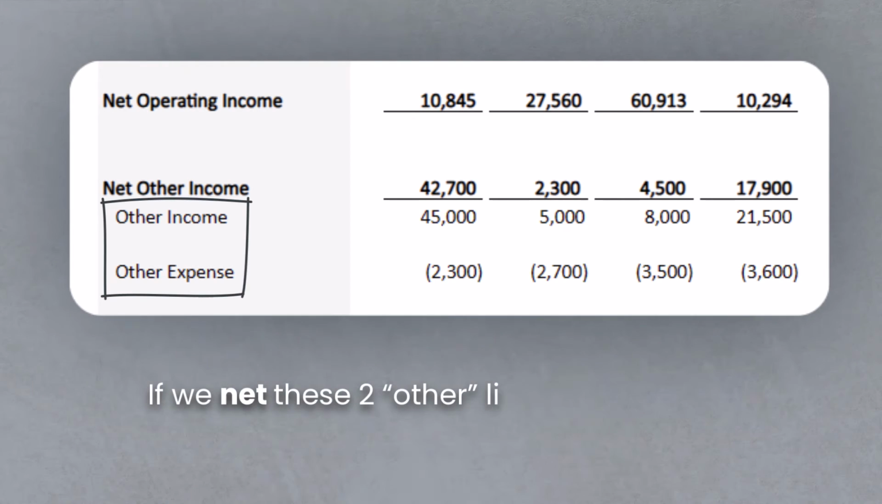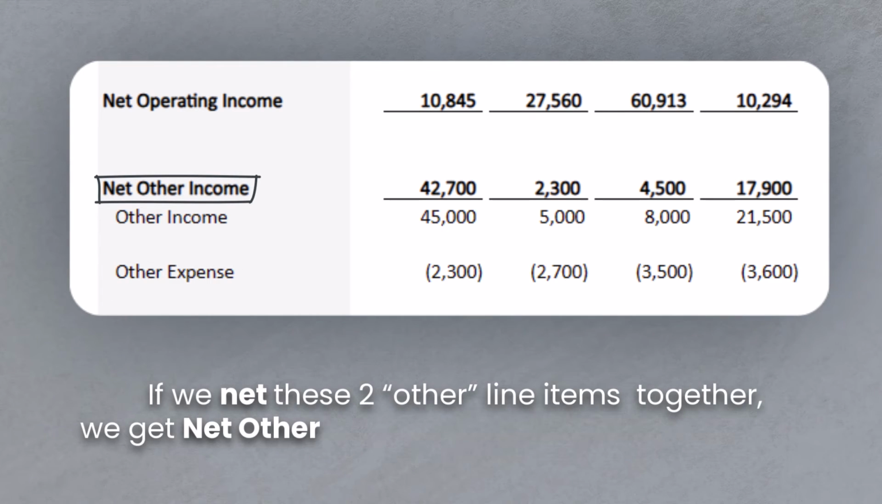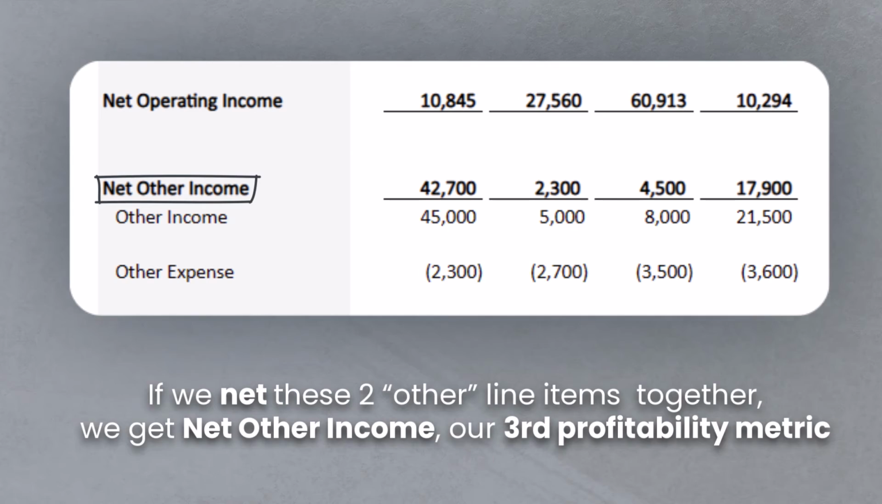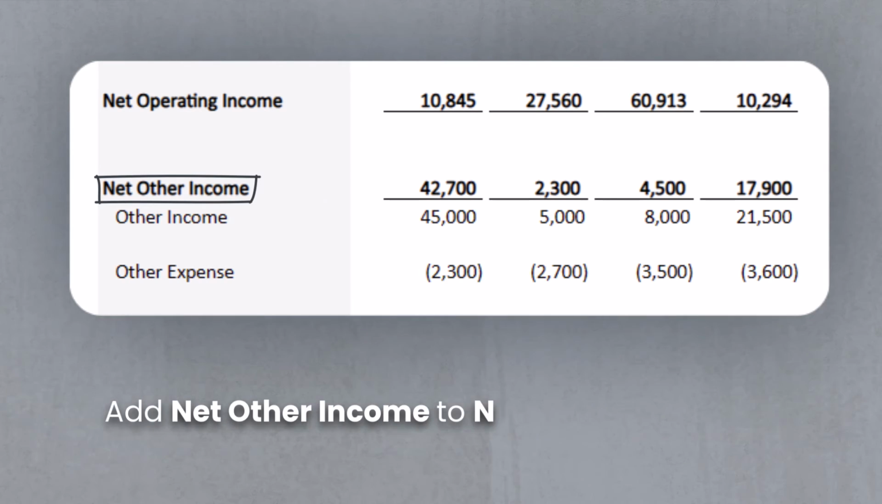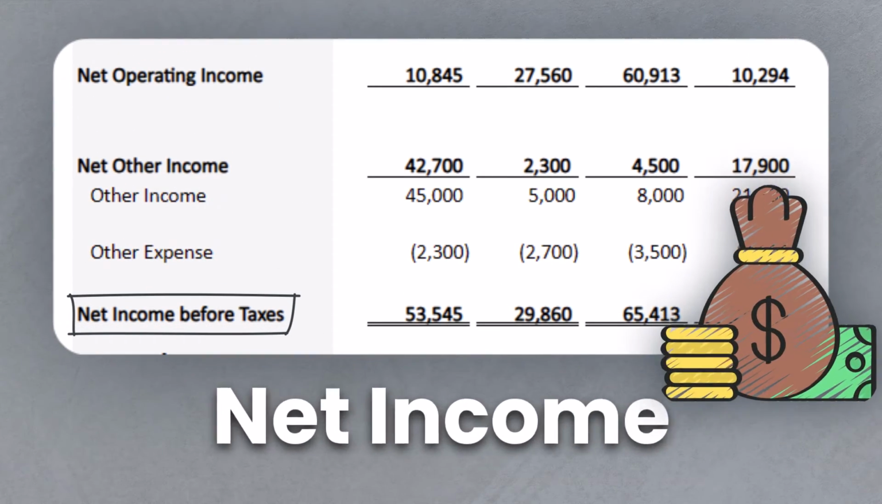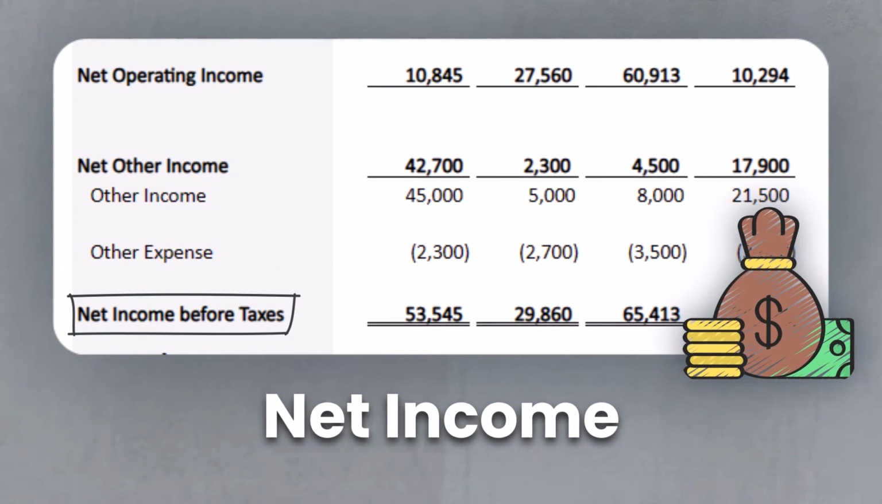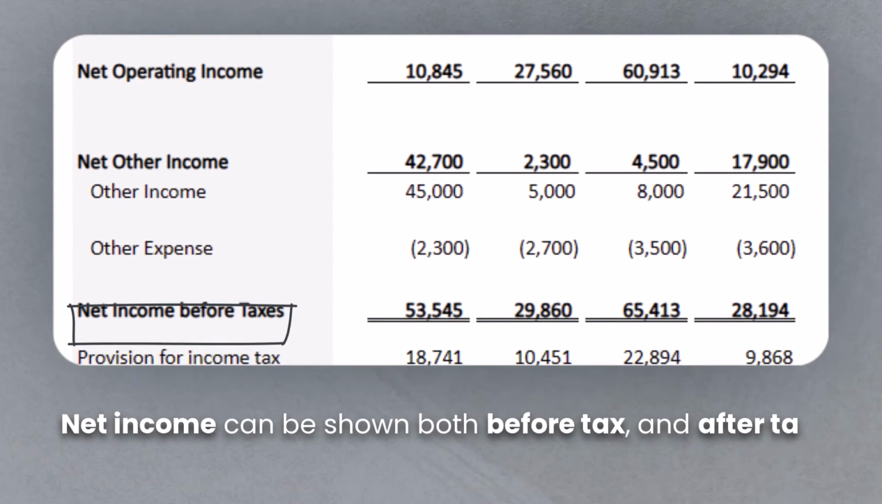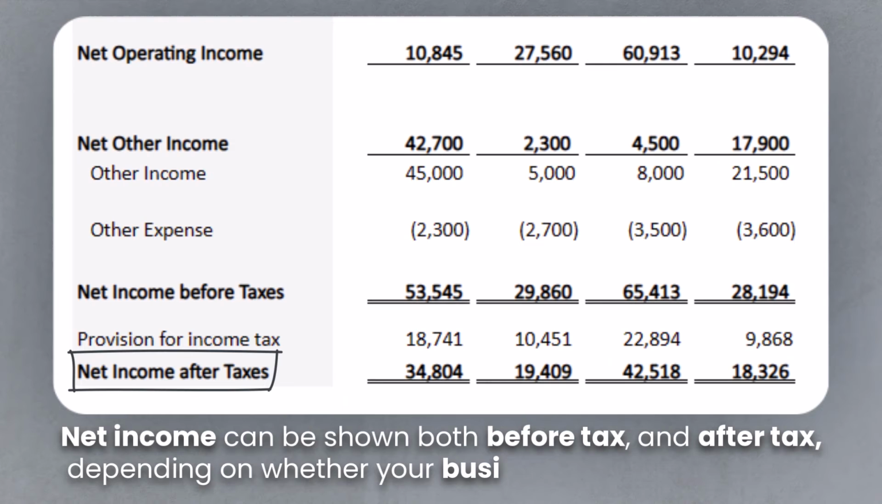Okay, so if we net these two other line items together, we get net other income, our third profitability metric. Now, all we need to do is add our net other income to our net operating income to get our granddaddy profitability metric, net income. Net income can be shown both before tax as well as after tax. It all depends on whether your business is profitable or not.